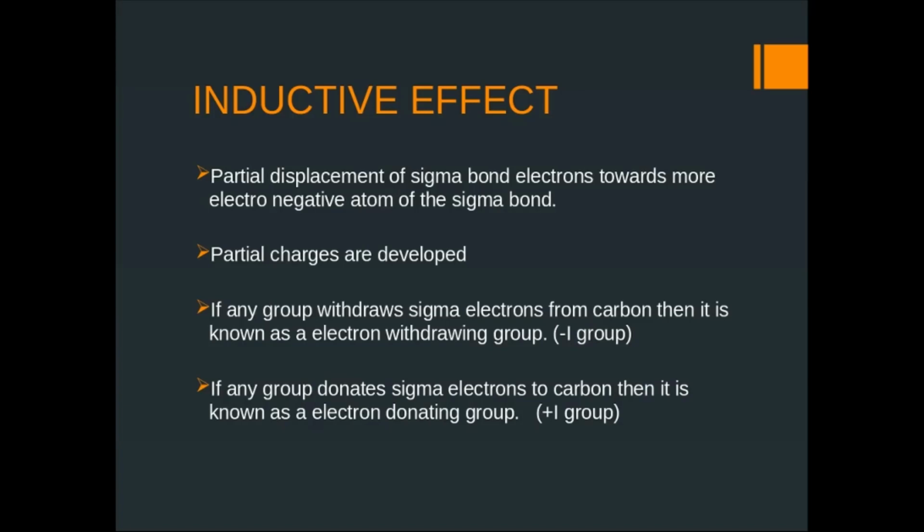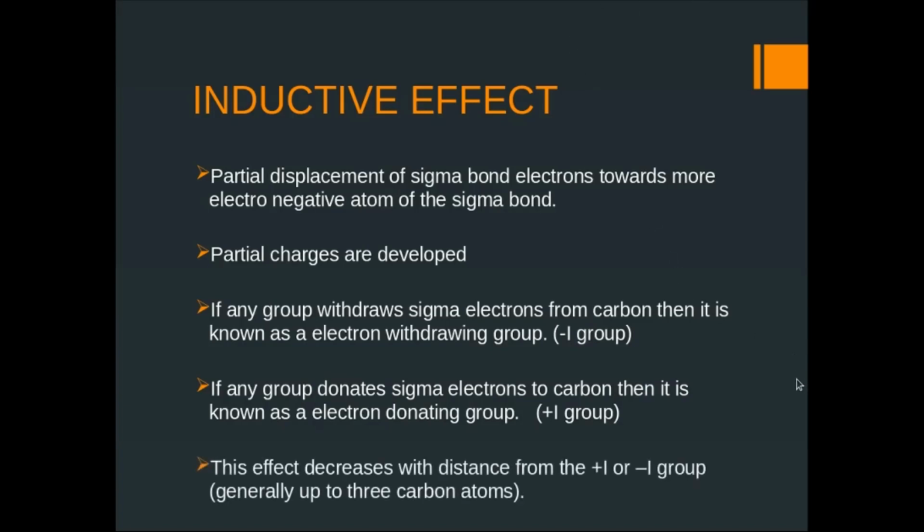Now we can think from the other way around: the group which becomes delta positive, or electropositive, is pushing or donating the bonded pair of electrons towards the more electronegative atom or group. So we can say that this electropositive group or atom is an electron donating group, or in short we can say a plus I group.